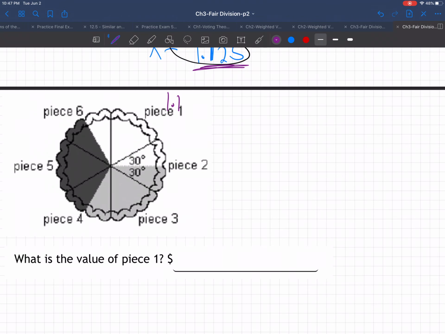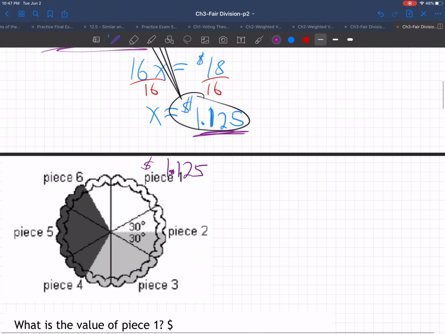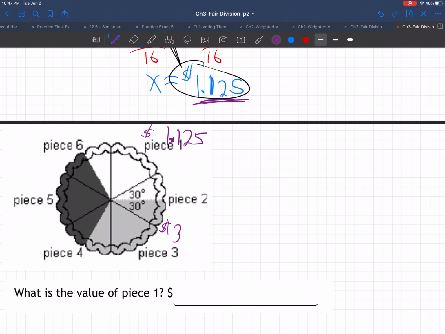So this is 1.125, and I already forgot, 3.375 for the strawberry, and 13.50 for the chocolate chunk. Okay, so this question is piece number 1.